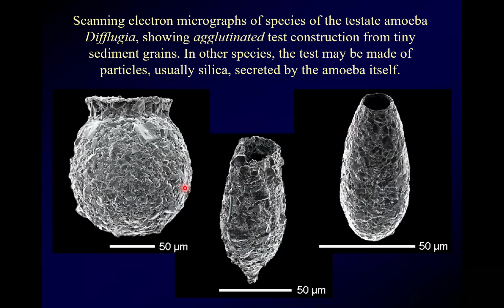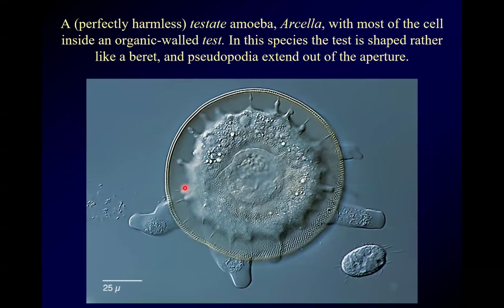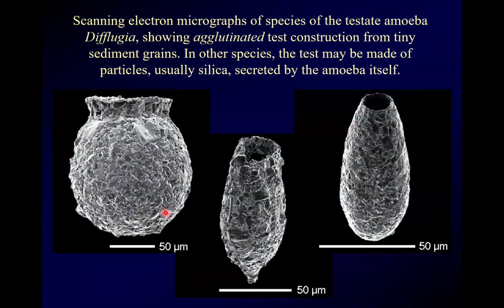So that's a testate amoeba. There's a few more. These are 3 different species of the test of an amoeba called Difflugia. The test is made from sediment grains that have been glued together in a pretty regular fashion. In other species, the test might be made of particles made by the amoeba itself. And in the case of Arcella, that's just some kind of tough organic matter. I don't absolutely know if it's truly chitin, but it may be.